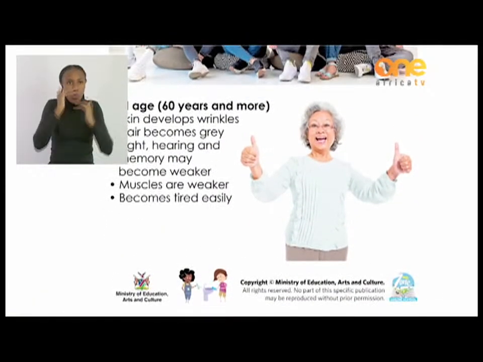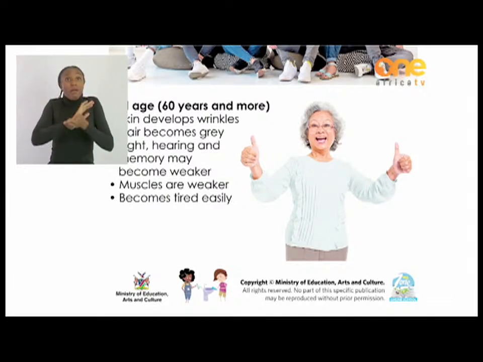Then we go to the final stage of life. That's old age. These are the grandmothers and the grandfathers. They are 60 years and more. What happens to them? Their skin develops wrinkles. It means spots and falling skin. Hair becomes gray. Normally you hear people saying that I'm having a white head. It's normally not white but gray. Their hair changes from being black, dark or brown, and becomes gray.